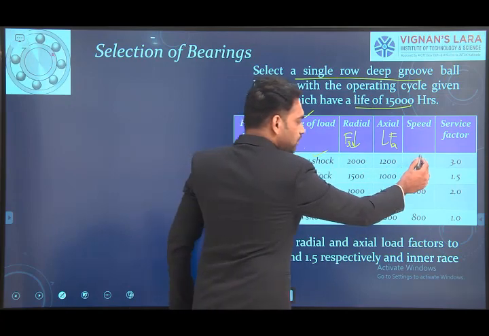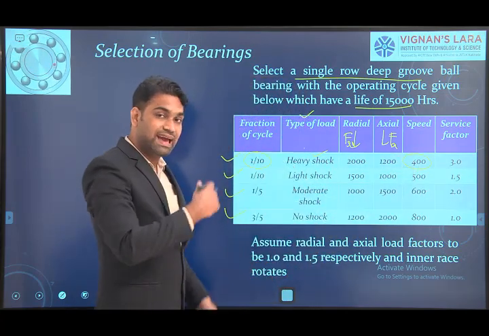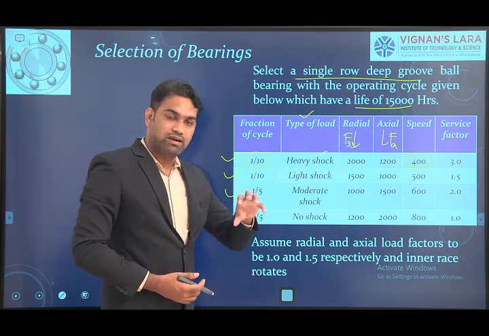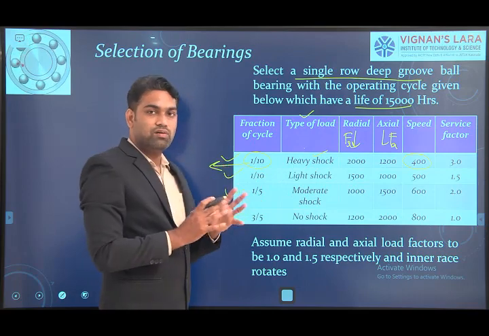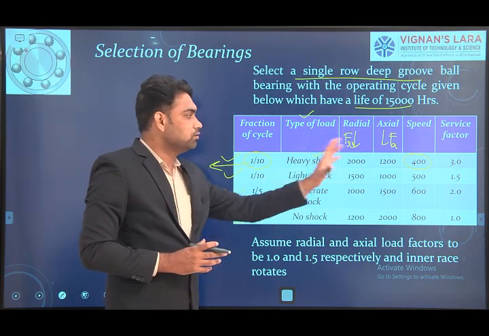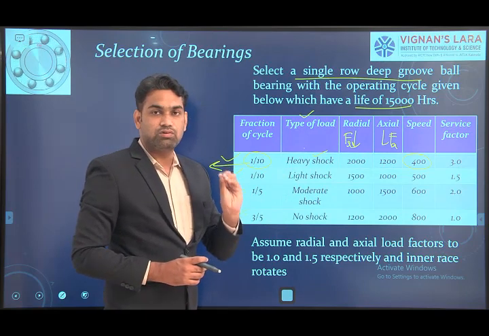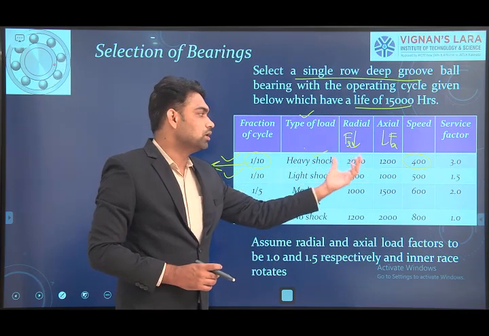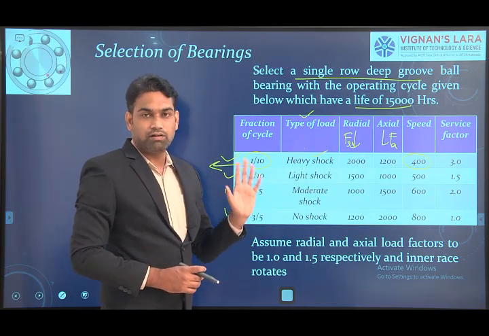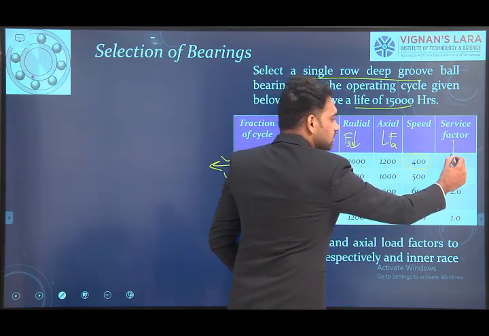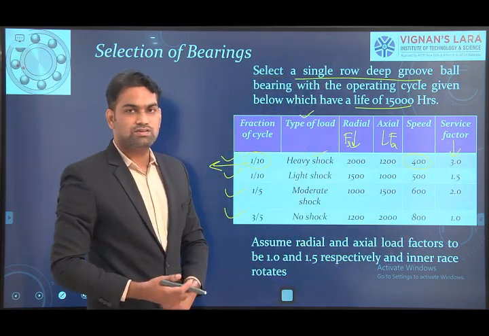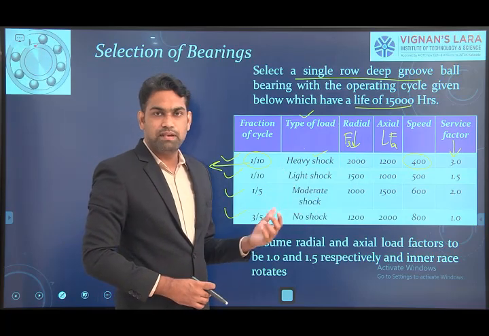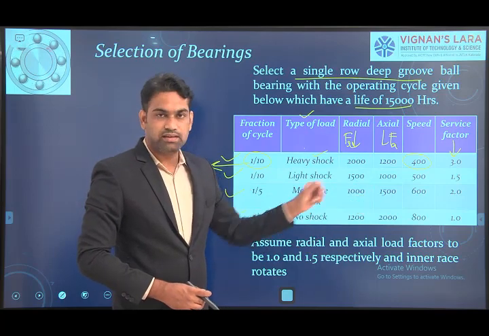And the speed is specified. So we need to calculate the number of revolutions that FR1 and FA1 act during this period of the cycle. That is 1/10 into the speed. It gives the total number of revolutions that the bearing is subjected to this heavy shock type of load with respect to FA1 and FR1. And the service factor is also directly given. As in earlier cases, we took the service factor from the data book based upon the type of load, but here the service factor is directly given in the problem.